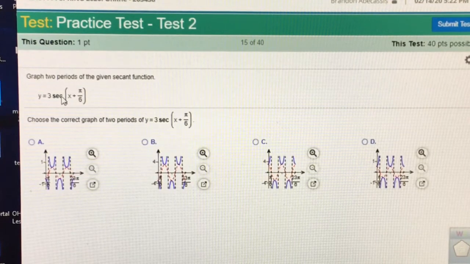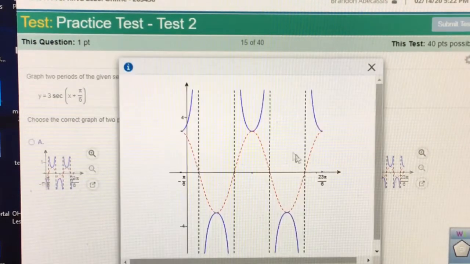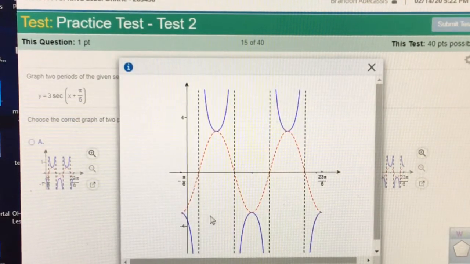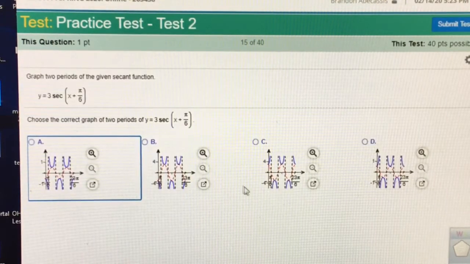Secant is related to cosine, and cosine is going to start up high. So right now, let's take a look at choice D. Choice D starts up high. That looks good. Choice C starts up high. That looks good. Choice B starts down low. That would be negative cosine. That's no good. A would be negative cosine. That's no good.